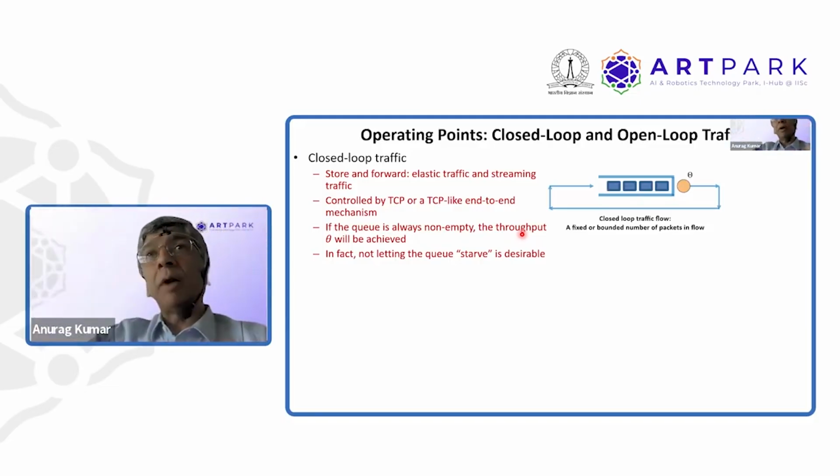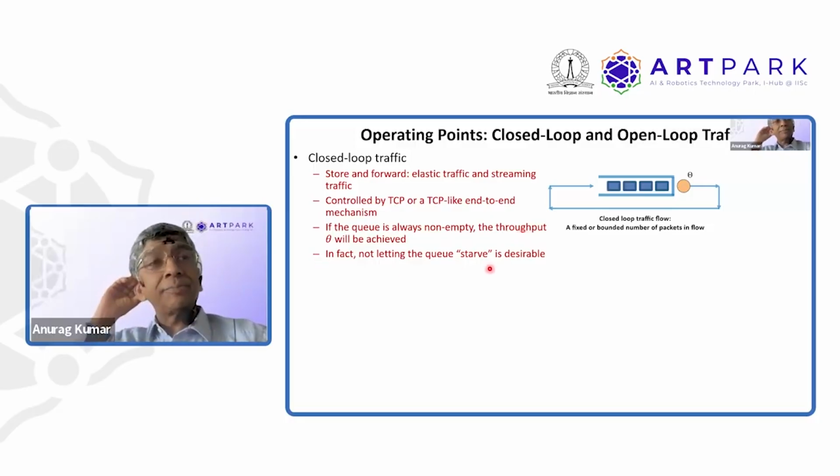Remember that a boundary is achievable only if the buffers are full. Otherwise, if the UE0 buffer gets empty, I can only schedule UE1 and it may be in a bad state. What do I do in that case? I'm just wasting. So not letting the queue starve is desirable. And it's called closed loop because there's constantly this conveyor belt kind of behavior happening there.